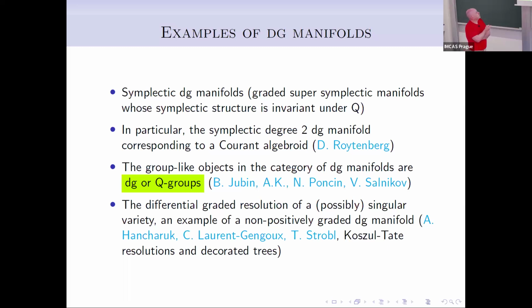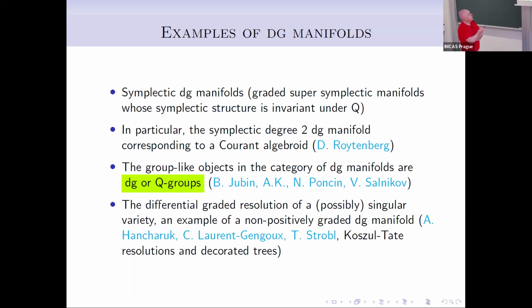And the group-like objects in the category of DG manifolds are called DG or Q groups. I think once I gave a talk about that. So there is a Lie 3 theory which integrates DG Lie algebras to DG Lie groups, at least in finite degree dimension.